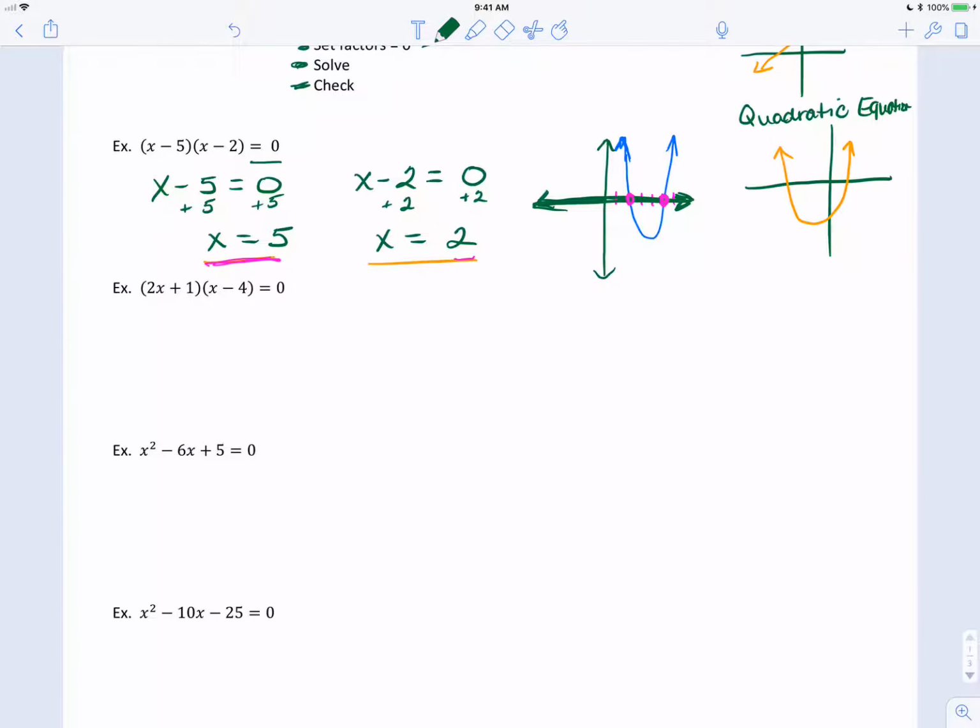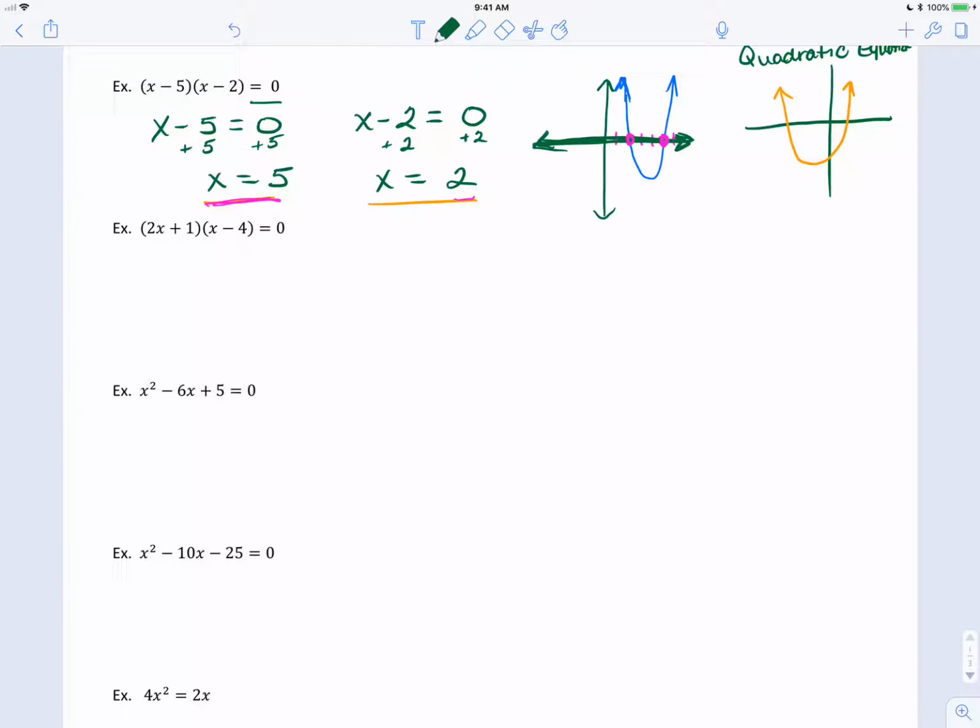And so if you have any questions like that in your next class, you'll have an idea of what we're talking about. Okay, so here's another example of one that is already factored. We're going to set both of those factors equal to 0 and then solve for them. So we subtract 1 from both sides, so 2x is equal to -1. Divide both sides by 2, so x is equal to -1/2. Now on the other one, if we add 4 to both sides, x is equal to 4.